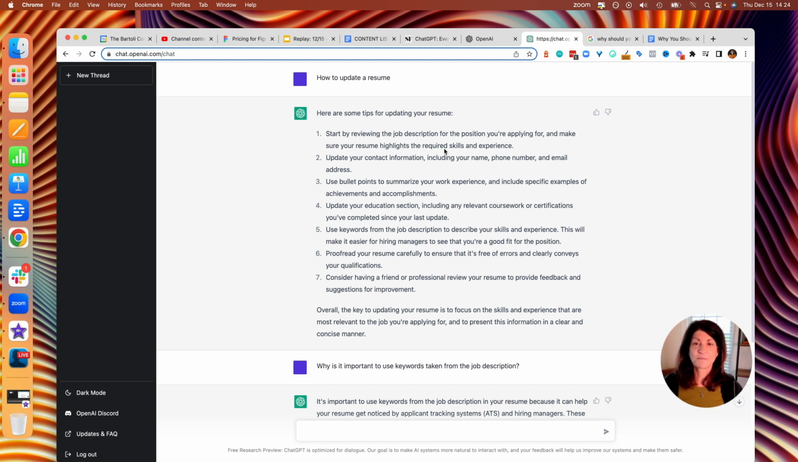Here are some tips for updating your resume. You're going to see these things are very generic in nature. It's certainly not any content that you're blown away by. Use bullet points to summarize your work experience and include specific examples of achievements and accomplishments. Update your education section. Use keywords from the job description. Describe your skills and experience. Proofread your resume carefully.